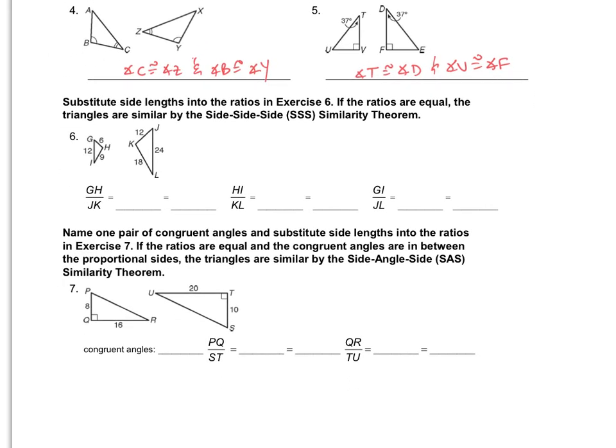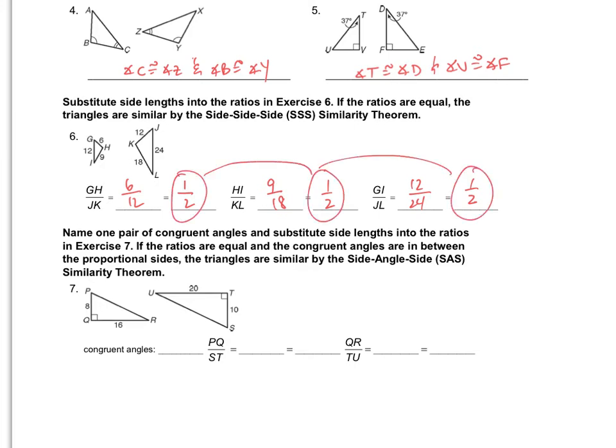Okay, moving on. Substitute the side lengths into the ratios in exercise 6. If the ratios are equal, then the triangles are similar by side-side-side similarity theorem. So let's take a look. GH, and we are going to set this up. GH would be 6, JK would be 12. You can reduce it down to 1 over 2. Then HI would be 9, K to L would be 18. You reduce this down to 1 over 2. Then GI would be 12, and JL would be 24, and you reduce this down to 1 over 2. Since all three sides have this ratio of 1 to 2, then similar by side-side-side.